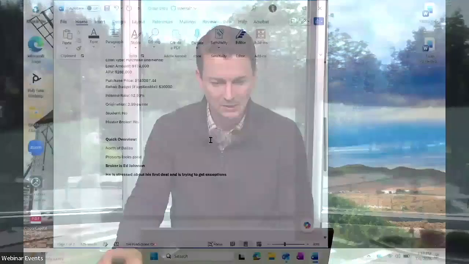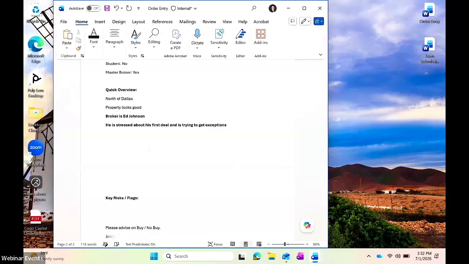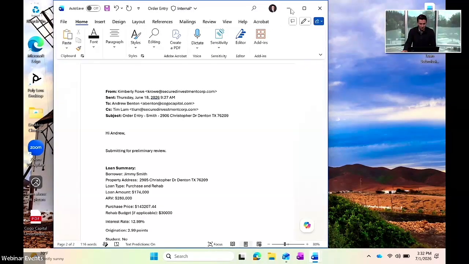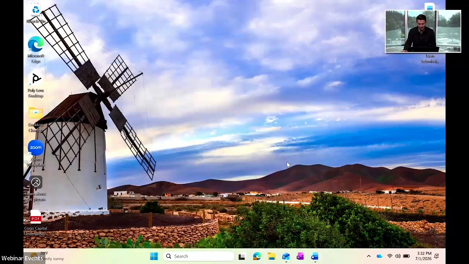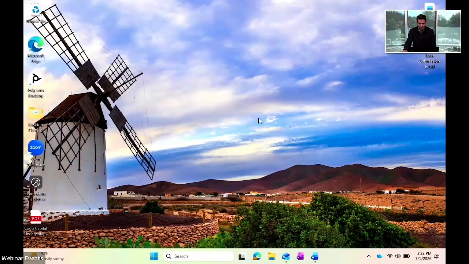tomorrow. Okay, so let's look at a live loan. Okay, let's look at an actual deal. I changed some of the numbers in this deal, and we're going to look at it as if it's a real deal. So, okay, so here's how it works.